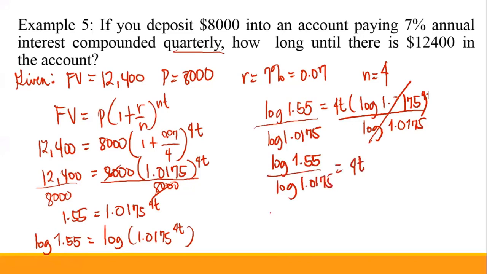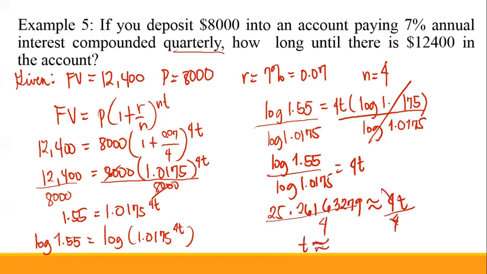Okay, so this is 25.26163279, which is almost equal to 40. So hindi pa dyan nagtatapos. So finish solving the problem by dividing each side by 4. Okay? So divide each side by 4, parang yung sa kanina, para matira yung t. So t is almost equal to 6.3.